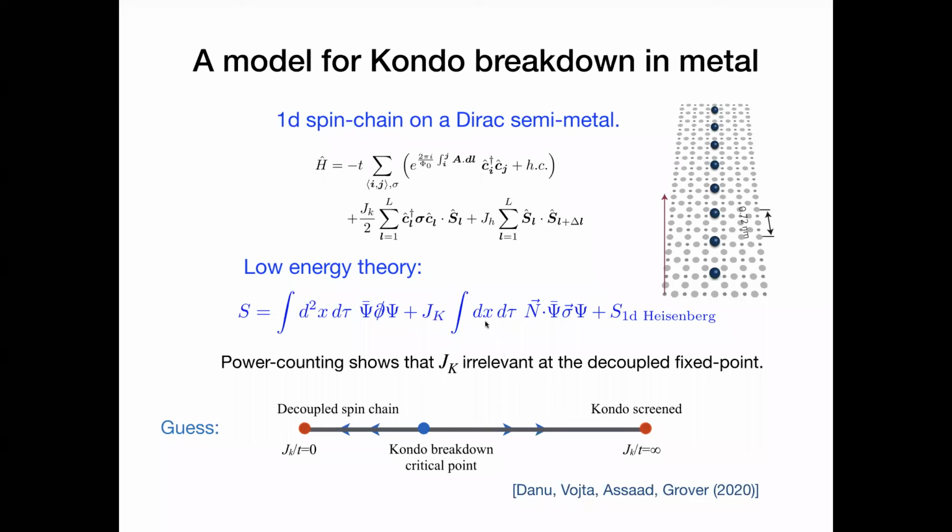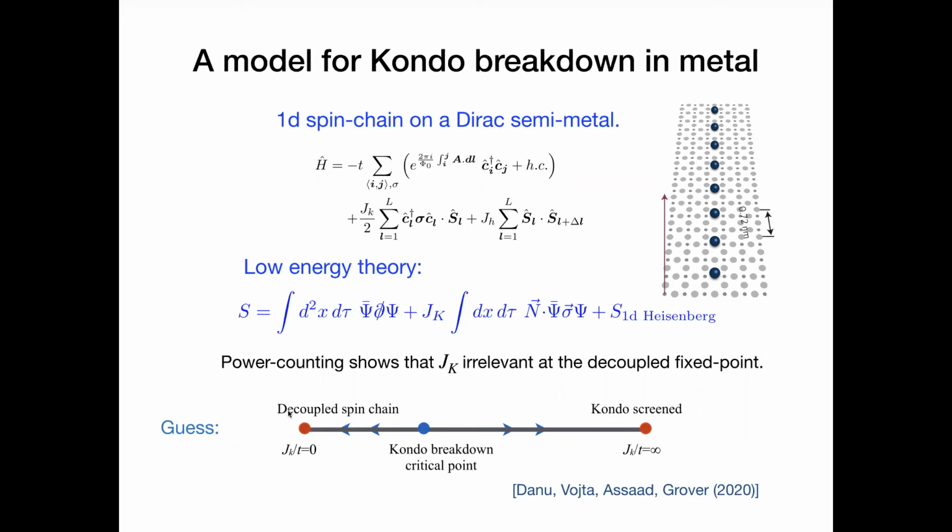This is the Kondo coupling, which is in 1 lower dimension. You see this is d2x, this is dx. And you can study the RG and you get this RG flow that there is an actual intermediate strong coupling fixed point as a function of Kondo coupling. So that's an interesting result.